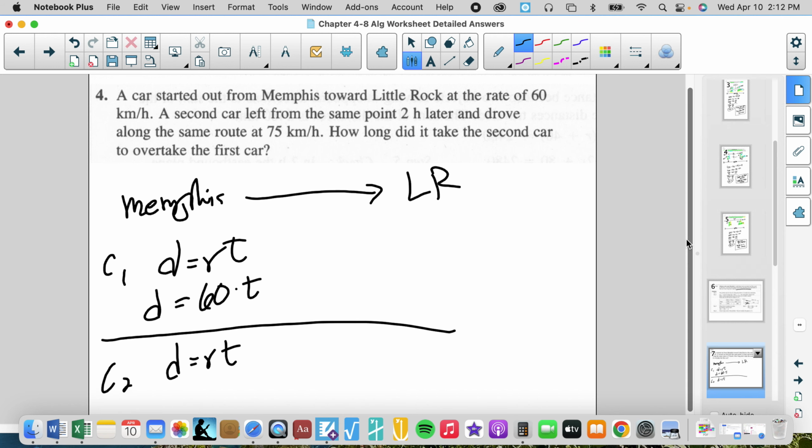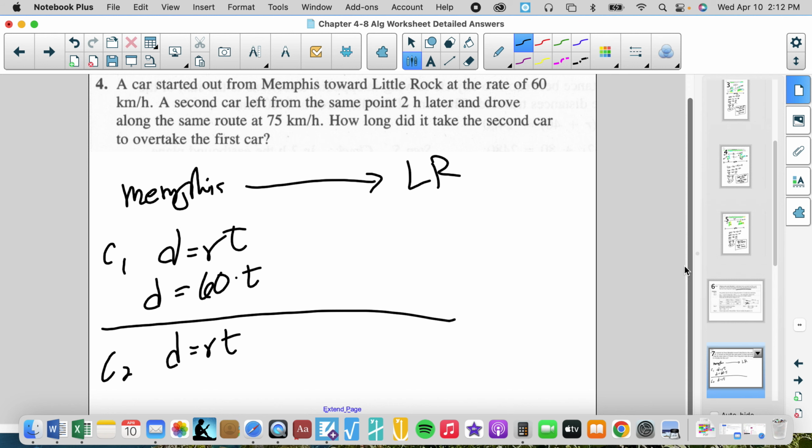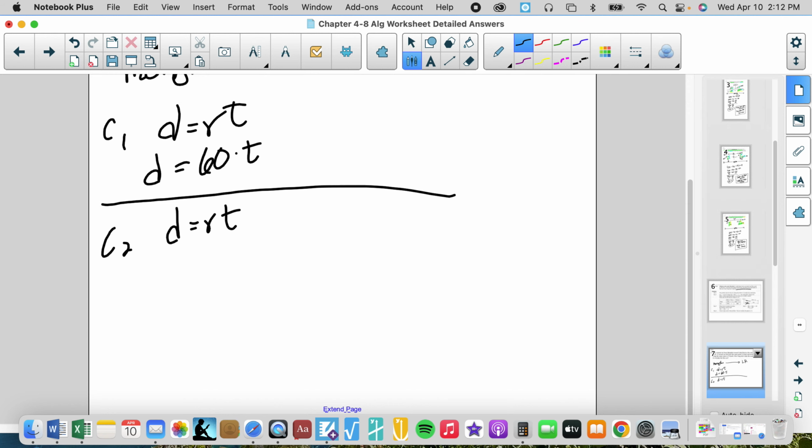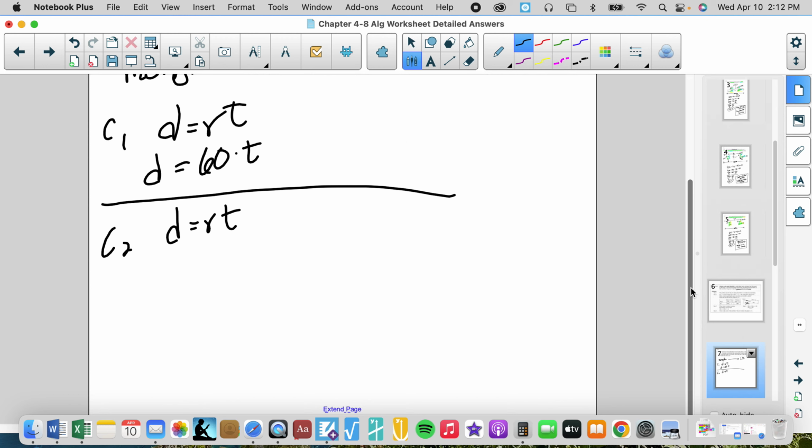Car 2, the second car, left from the same point 2 hours later, and it drove 75 kilometers per hour. So this is 75 kilometers. And this is how we're going to set this up. So the clock starts ticking, and this car is going to start 2 hours after.